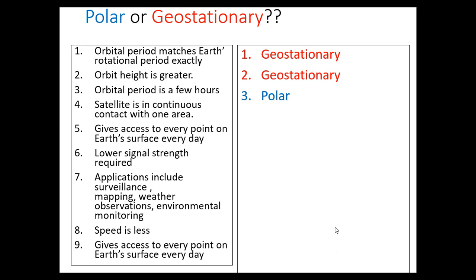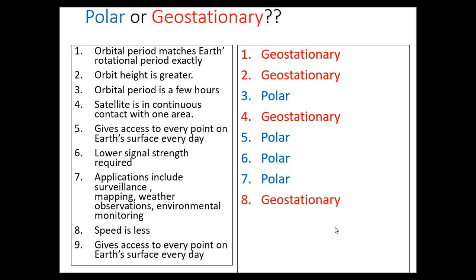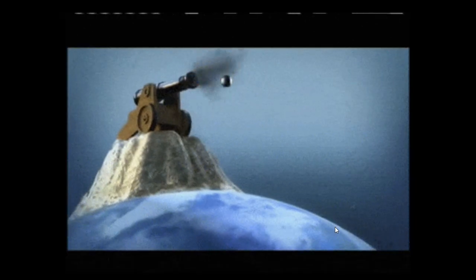The satellite is in continuous contact with one area. It only ever looks over one area of the Earth. Well, that's geostationary. Gives access to every point on the Earth's surface every day. That's polar. You need a much lower signal strength. That's going to be polar because the polar orbit is much closer. Applications include surveillance, which is another word for spying. That's polar as well. Going much slower, that's geostationary: 24 hours to go round once, remember, same as the Earth spinning.